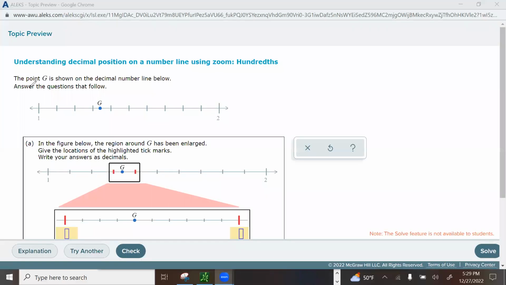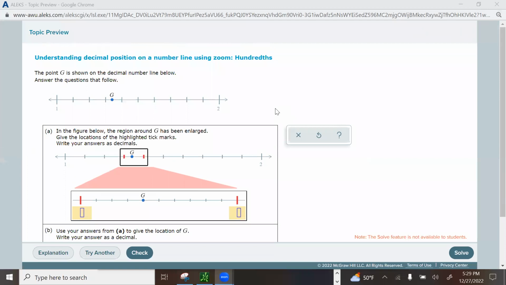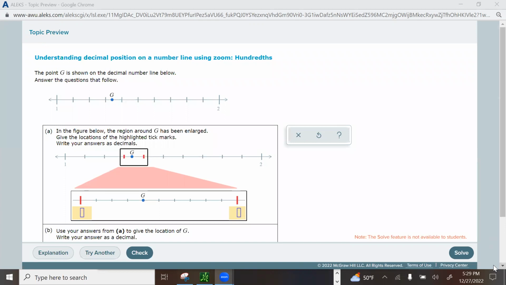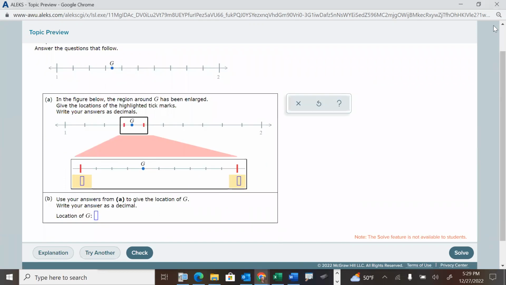Okay, on this one, the point G is shown on the decimal number line below. Answer the following question. Okay, let me zoom out just to see how far. Okay, that looks good, right? Hang on, let me just adjust. Oh, that was more than I needed.